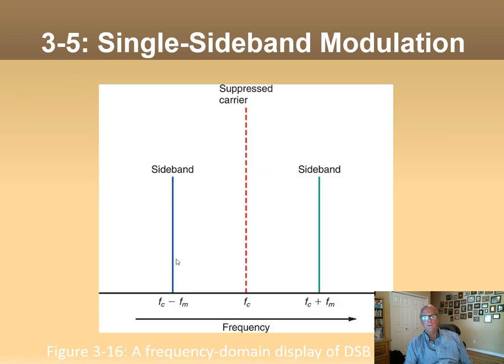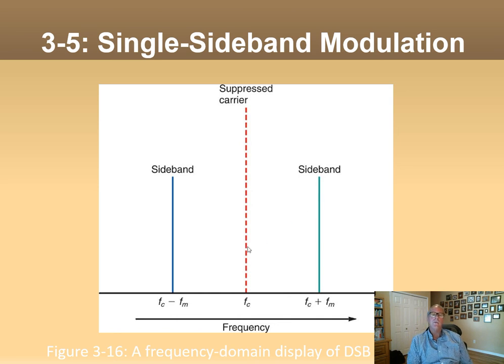So here's a little frequency plot of the two sidebands. This would be a double sideband signal, sideband, sideband, and then the suppressed carrier is gone. Sometimes they put in, to make it a little easier for the receiver, a pilot carrier. In other words, they suppress it not all the way, but bring it down to maybe a fourth or less of the sideband levels.